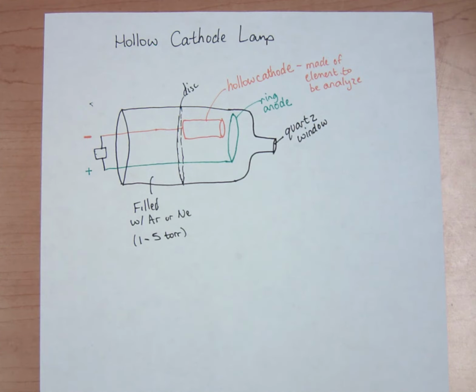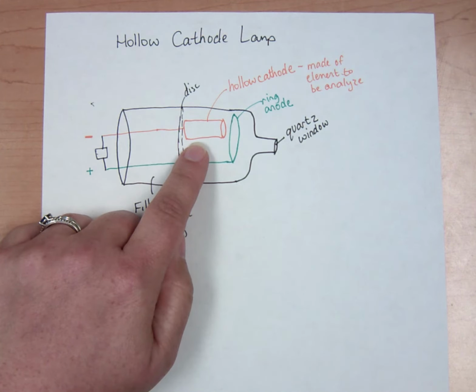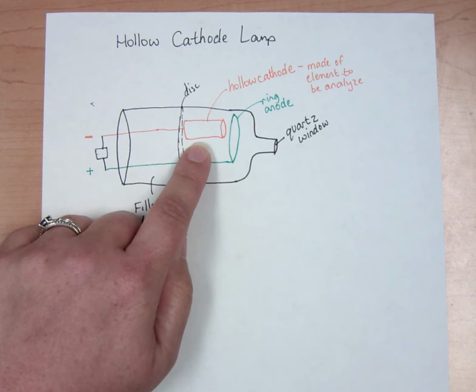So our ionized gas is going to go towards the cathode, and when those cations strike the cathode, we're going to sputter some of the metal atoms from the surface. So whatever element the hollow cathode is composed of is what's going to be sputtered off the surface by our ionized gas.